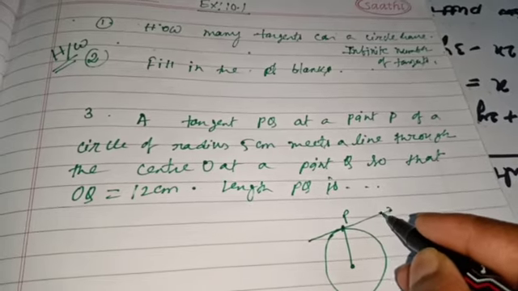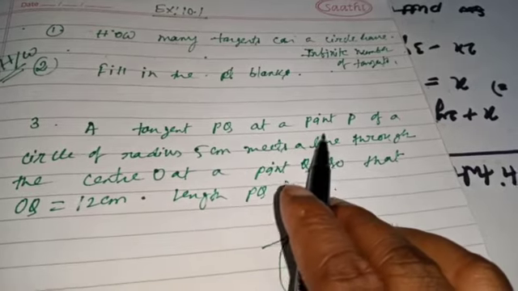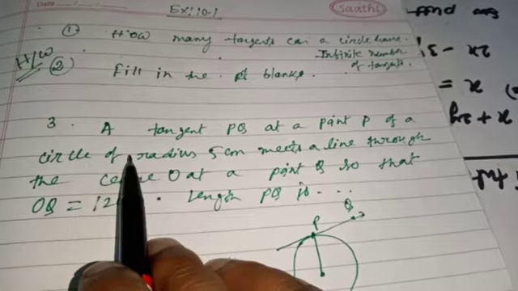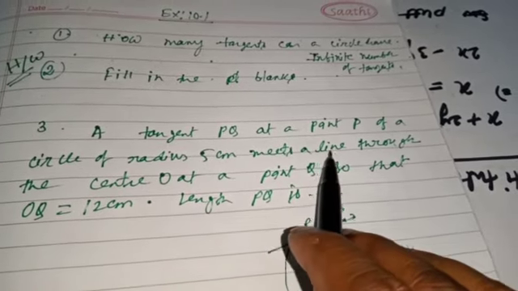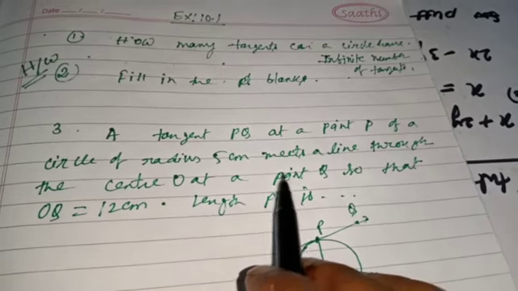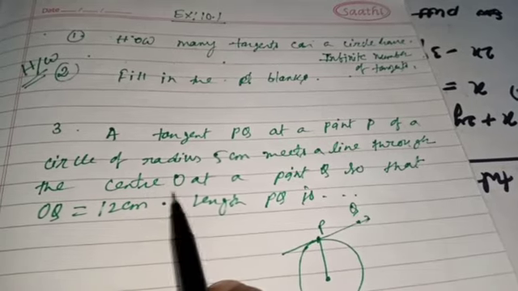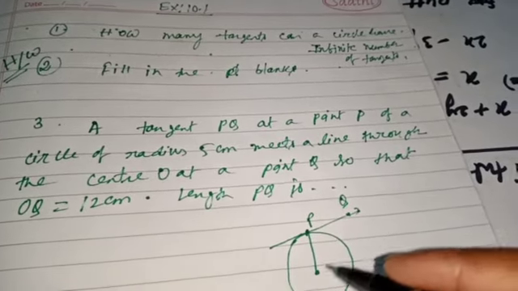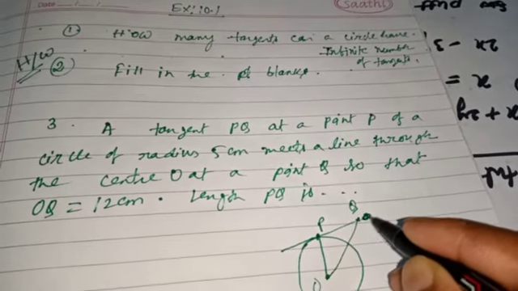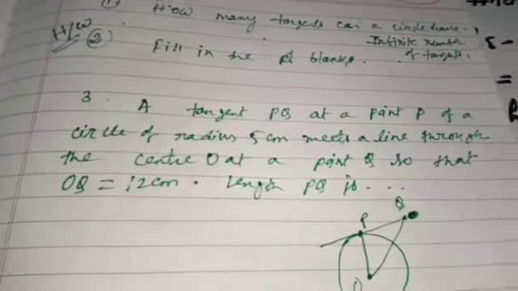Suppose this is the tangent PQ. A tangent PQ at a point P of a circle of radius 5 cm meets a line through the center O at a point Q. Try to understand, at a point Q so that OQ is equal to 12. This means Q is the external point.